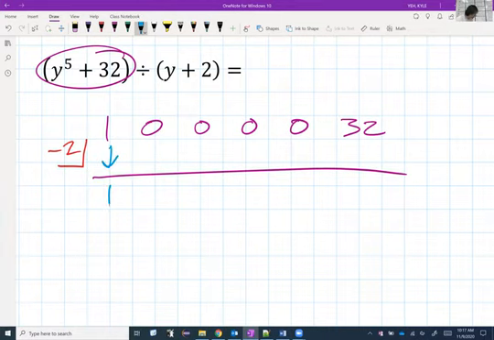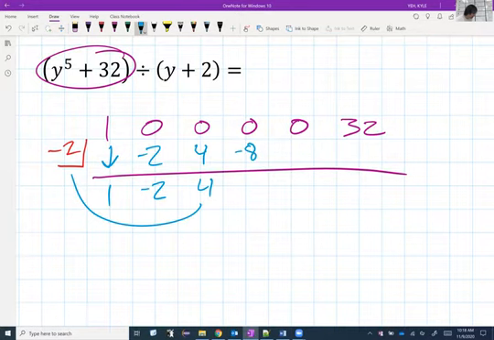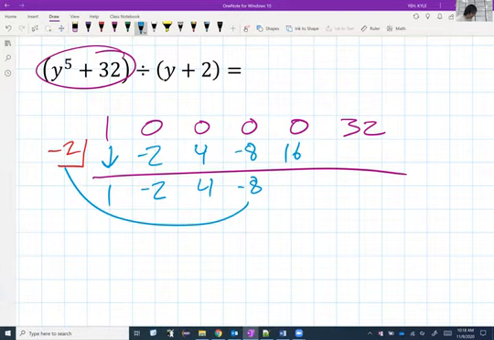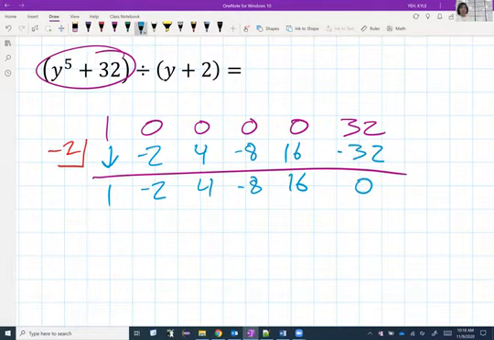Bring the 1 down to start. Times negative 2 is negative 2. Add straight down, 0 plus negative 2 is negative 2. We multiply up, we get 4. Add straight down, multiply up, negative 8. Add straight down, negative 8, multiply up, positive 16. Add straight down, 16, multiply up, negative 32. Add straight down. And we get another one where that last number is 0. That means no remainder.